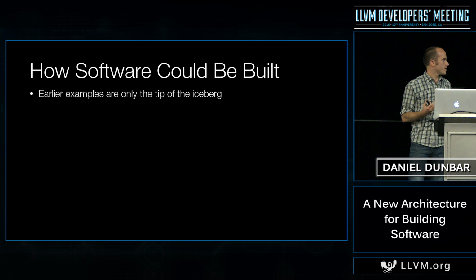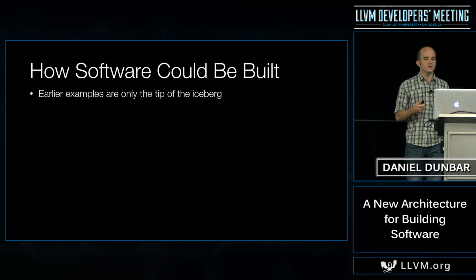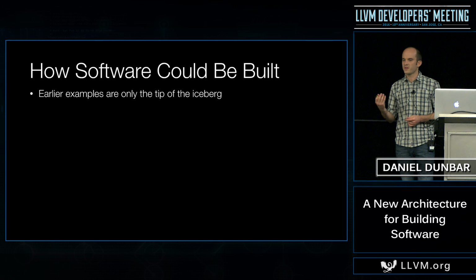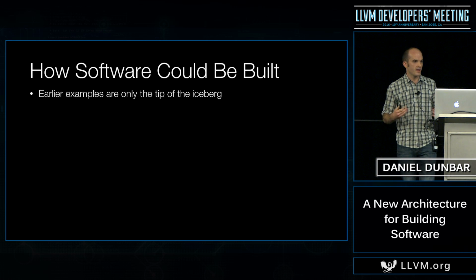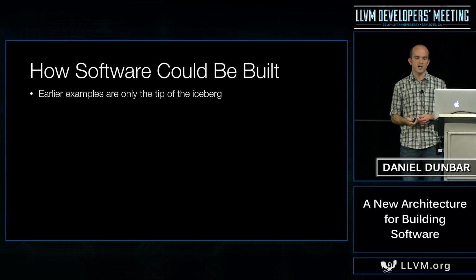So one of the things I want to mention is that the earlier examples I gave were really just the tip of the iceberg of things that we could do in the compiler. The reason why I gave those examples were because they are things that we can actually measure today. They work today, and we can measure that there is a theoretical speed up possible there. But there are a lot more things that we could do.